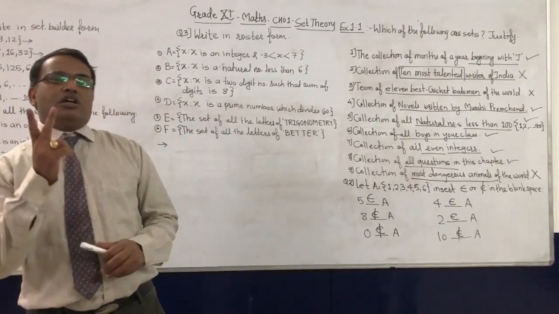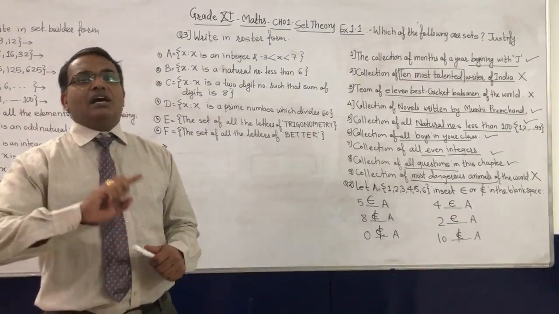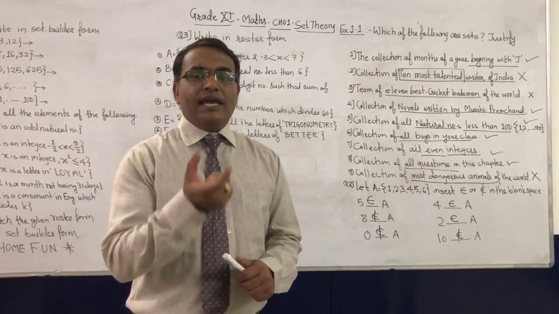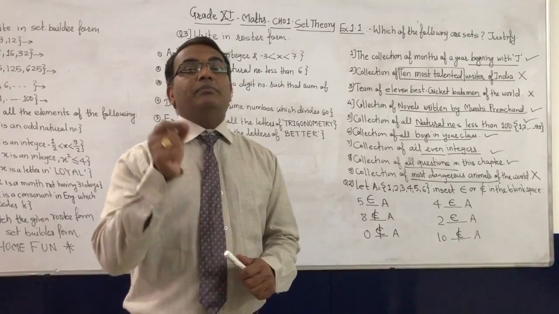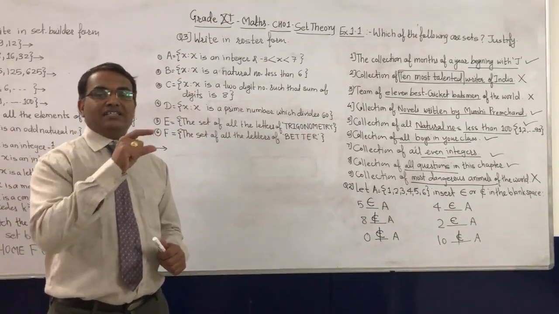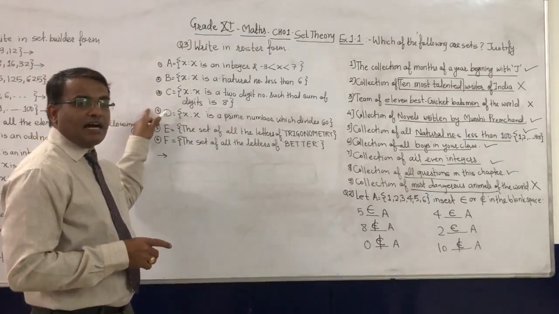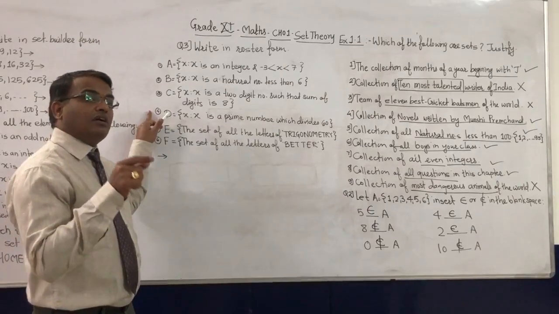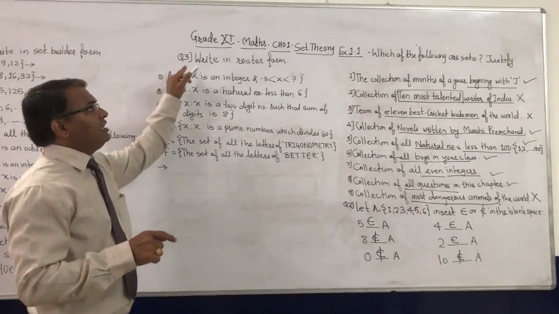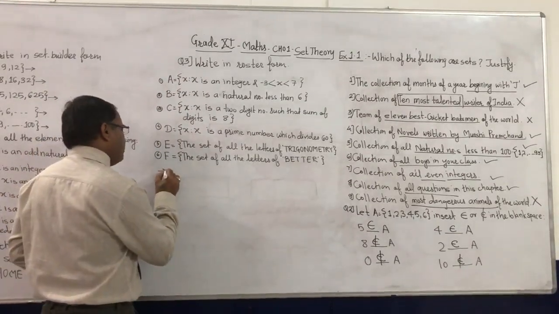Now write in roster form. Again, a quick revision. There are two methods of writing a set. One is the roster method, another is the set builder method. In the roster method, every element we have to write by putting commas. And set builder means it is written according to the property. Examples are written in set builder form. From this set builder form, we have to write them in roster form.